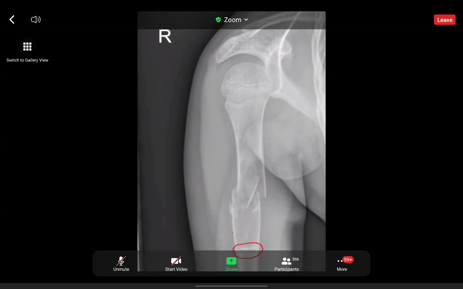And we can see here that we've got some thinning of the cortex. It's in a classical position in the diaphysis of a long bone, often the humerus. And we have a narrow zone of transition between the normal medulla of the bone and the expanded lucency of the unicameral bone cyst. So this is a simple bone cyst with pathological fracture.